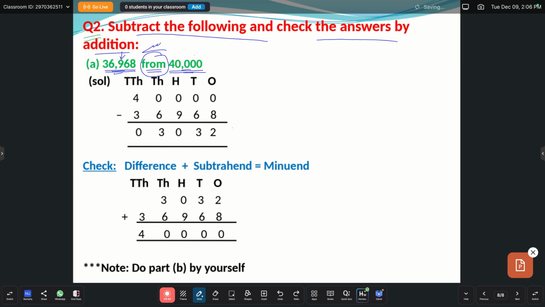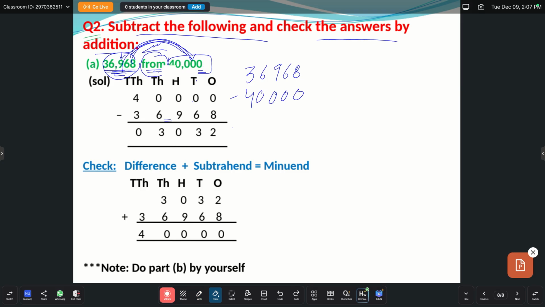It means that you have to subtract this number, is same. It means that I will not write this number first. If I write this number first, it will be wrong, because the question asked me to subtract this from this. It means that I have to write down this number first, and now I will write this number. Always remember this term, from. So it's asking you to subtract this number from this.